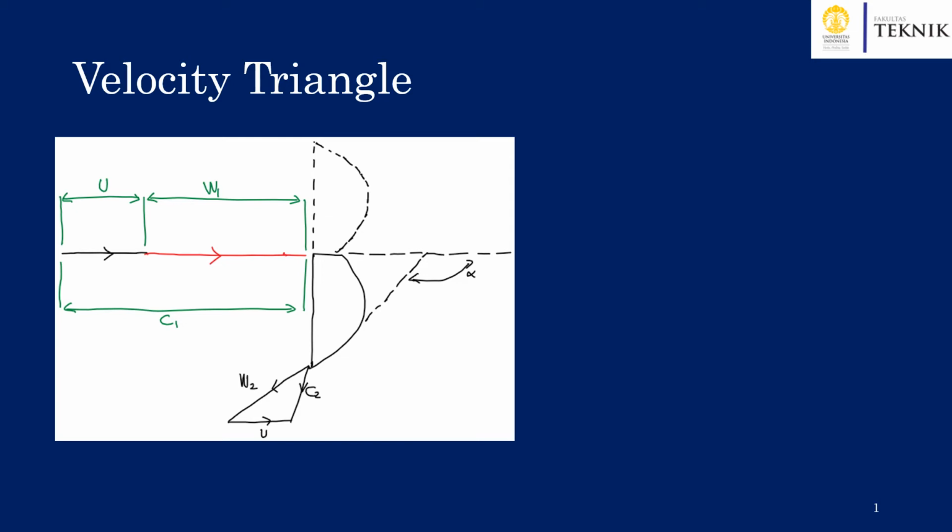Now that we've learned about the installations of impulse turbines, let's move on to the velocity triangle of an impulse turbine. Let's take a look at an example of a Pelton wheel with a single bucket, where we have the jet velocity at the exit of the nozzle before hitting the bucket. Here we have the bucket, and then the nozzle.